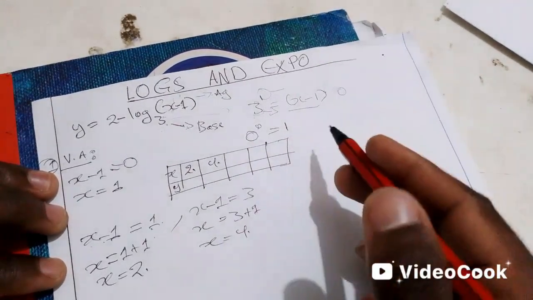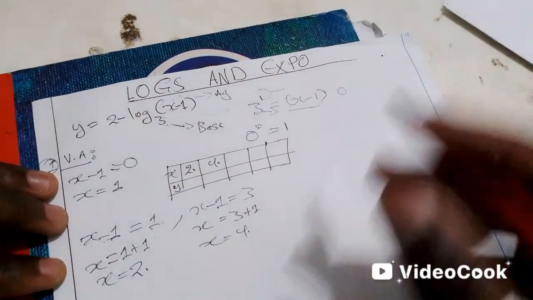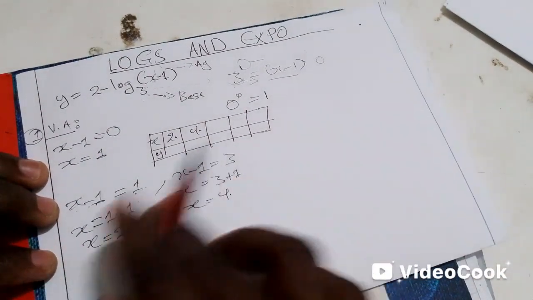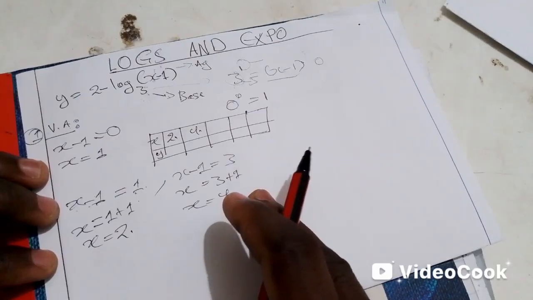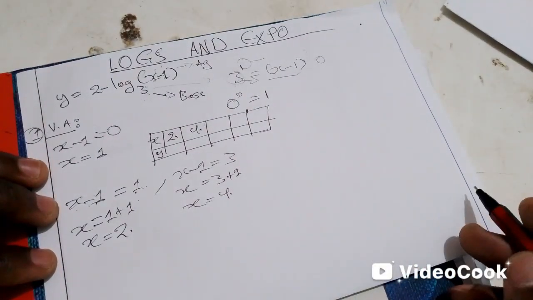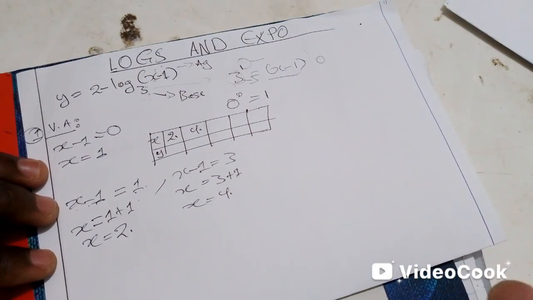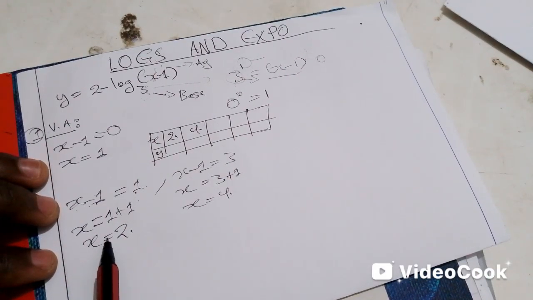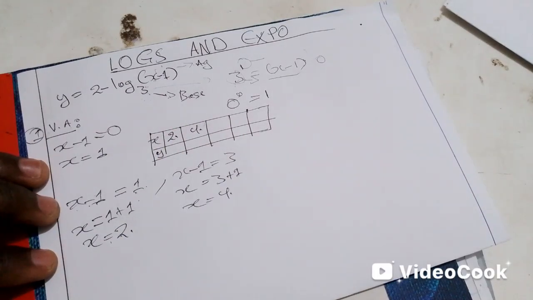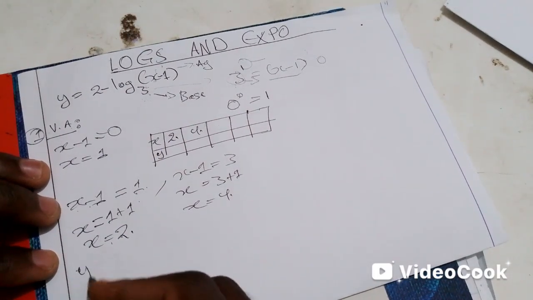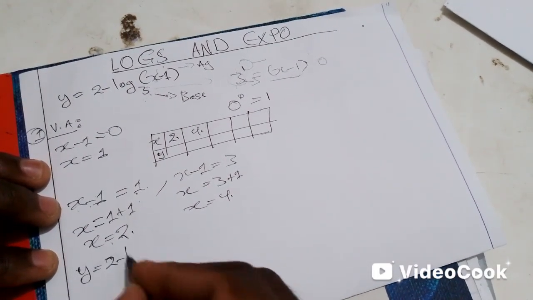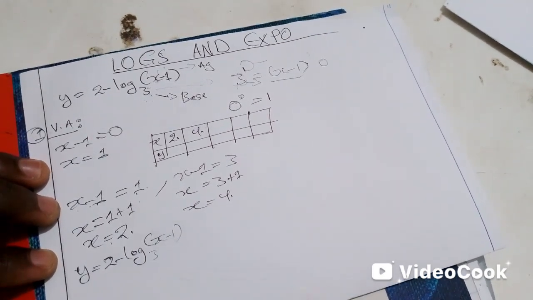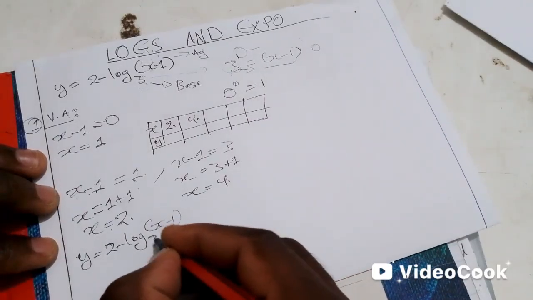These other boxes can be filled in if you feel, and I'll show you how you can fill it in without any trouble. So we have these two points. Let's find their corresponding y points. We have this equation: y is equal to 2 minus log of x minus 1 with a base of 3.